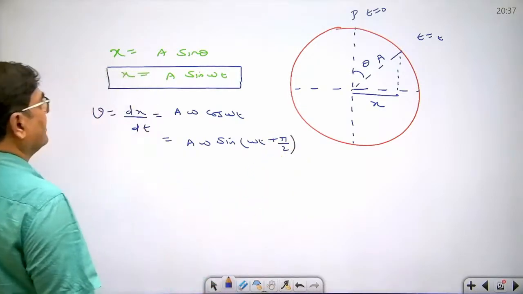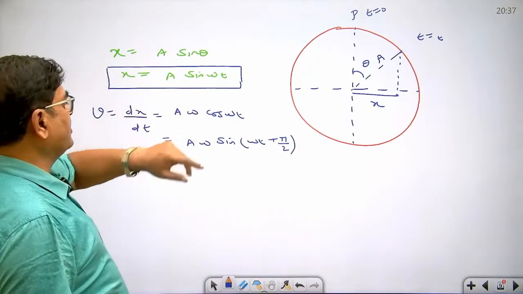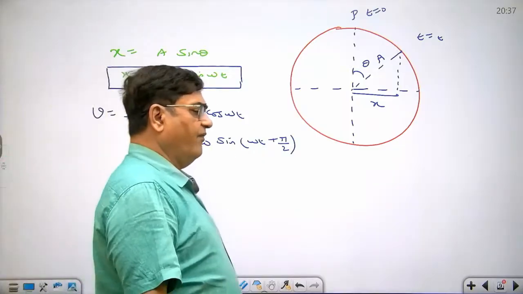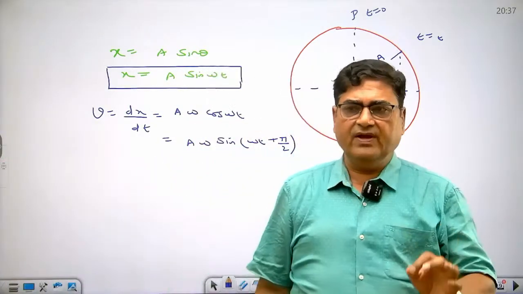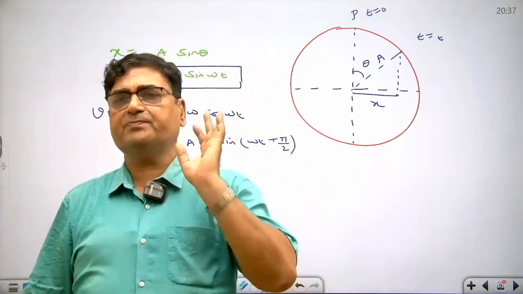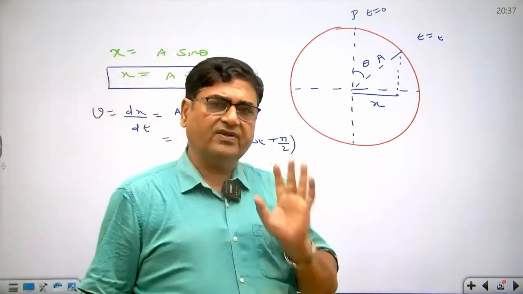This equation can be written as A omega sin of omega t plus pi by 2. Now you can see the phase of displacement is omega t, the phase of velocity is omega t plus pi by 2, which means the phase difference between velocity and displacement is pi by 2. Okay, this is the first relation.